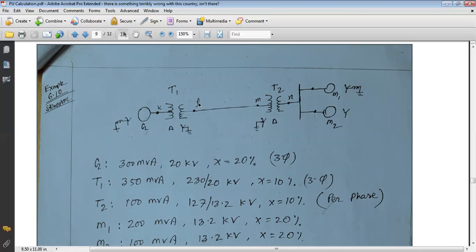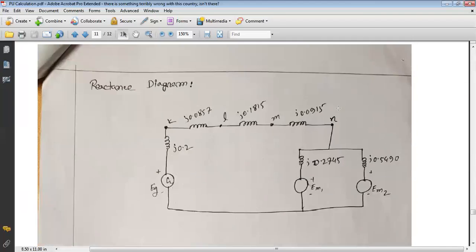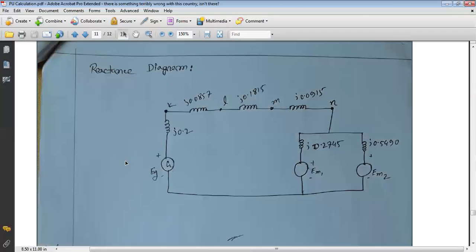After the transformer T1, the high voltage transmission line is connected. After the transmission line, another step down transformer T2 is connected, and from its secondary side, two parallel loads, that is two parallel motors, are connected. So this is our one-line diagram, and from this one-line diagram we can easily draw the reactance diagram.